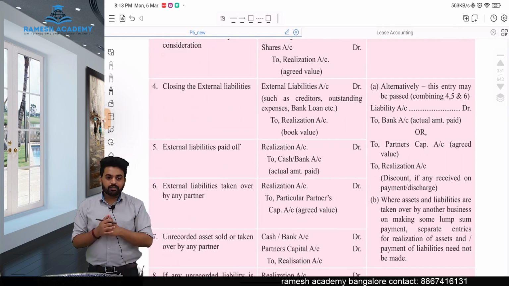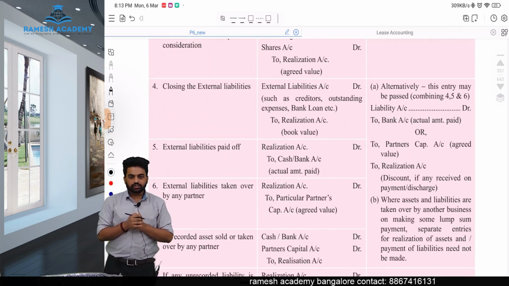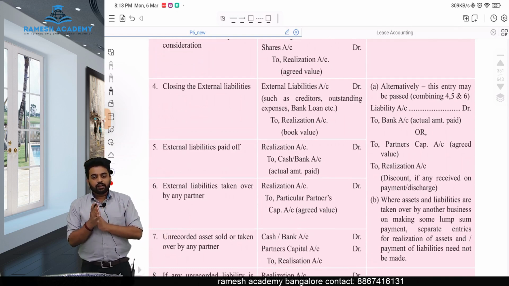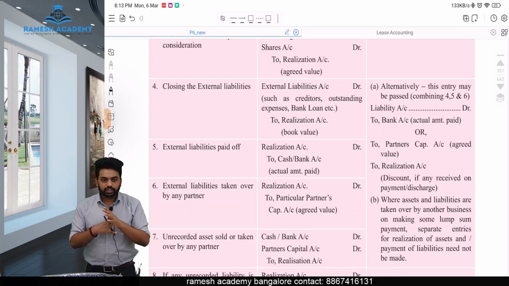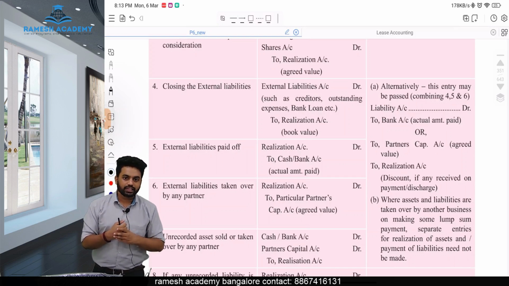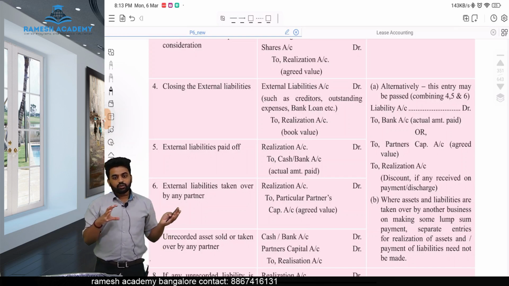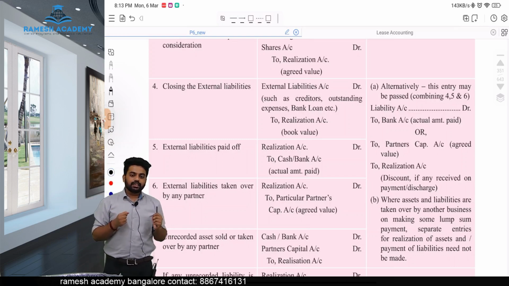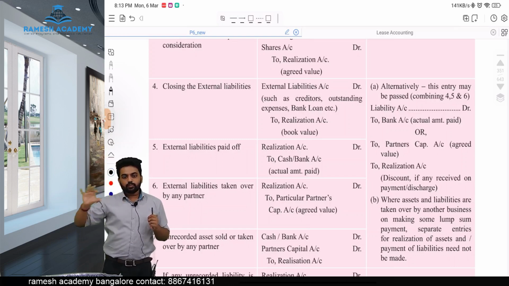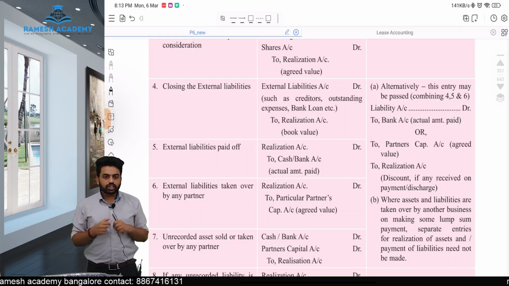Next comes the external liabilities. You are going to transfer all of them to the realization account, right? So what will be the entry? Liabilities account debit, because they show a credit balance. Now you have to debit them to the realization account. Later you are going to pay them off. So what will be the entry? Realization account debit to bank account, or to cash account.